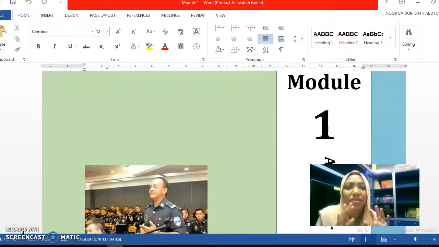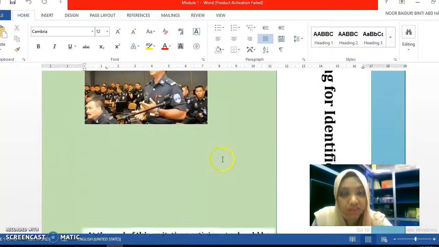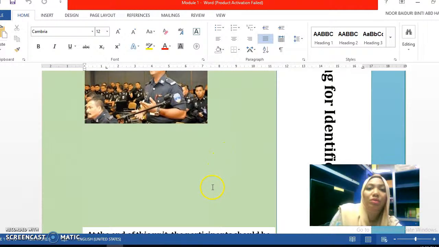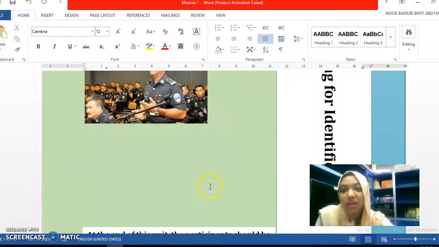These are the scenarios where you would normally ask for their identification to probe further, because as we understand, your task is to maintain peace and protect the country and the people. So let's look at module 1, asking for identification. It is hoped that towards the end of this module, you would be able to ask for identification using English.